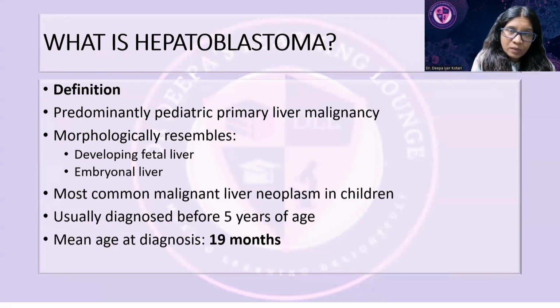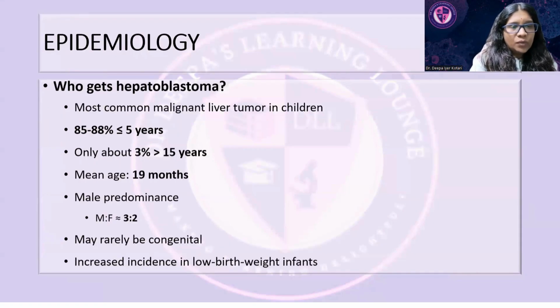Clinically, hepatoblastoma is strongly associated with a young age at presentation, and approximately, let's say, 85 to 88% of the cases occur in children, with a mean age of around 19 months, just like the case I have shown you, which was of a 2-year-old child. So then we move on to the epidemiology.